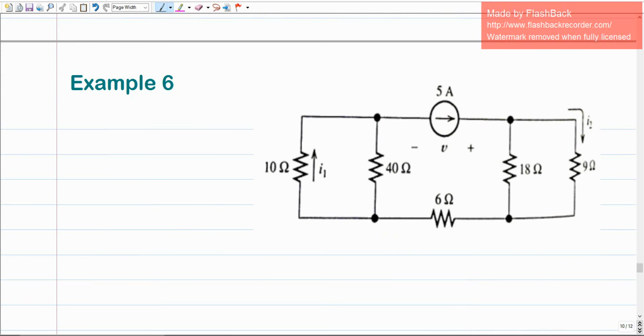The last example that we're going to consider today is example 6. We have 1, 2, 3, 4, 5 resistances and one current source of 5 ampere. It is required to calculate V, which is the voltage over the source, and I1 and I2, where I1 is the current over the 10 ohms, and I2 is the current over the 9 ohms.